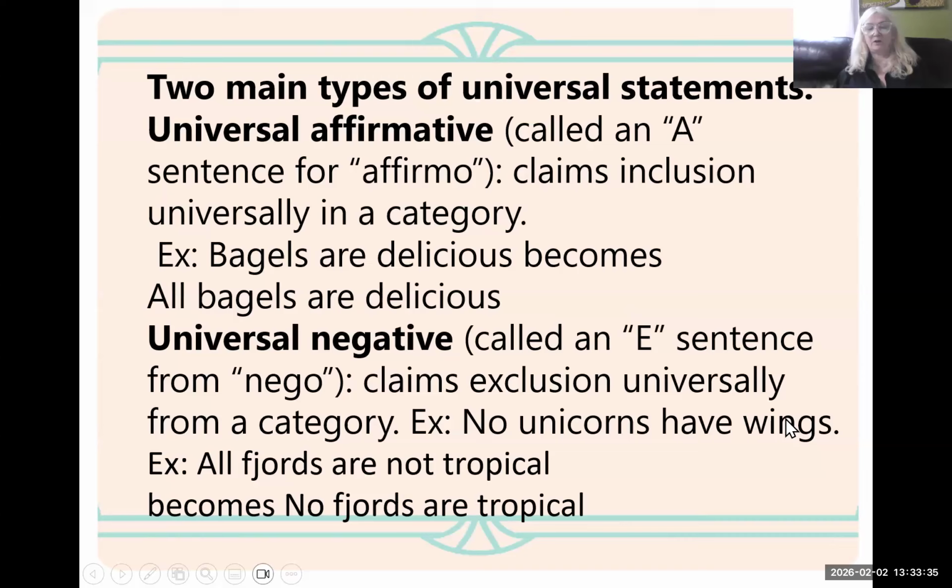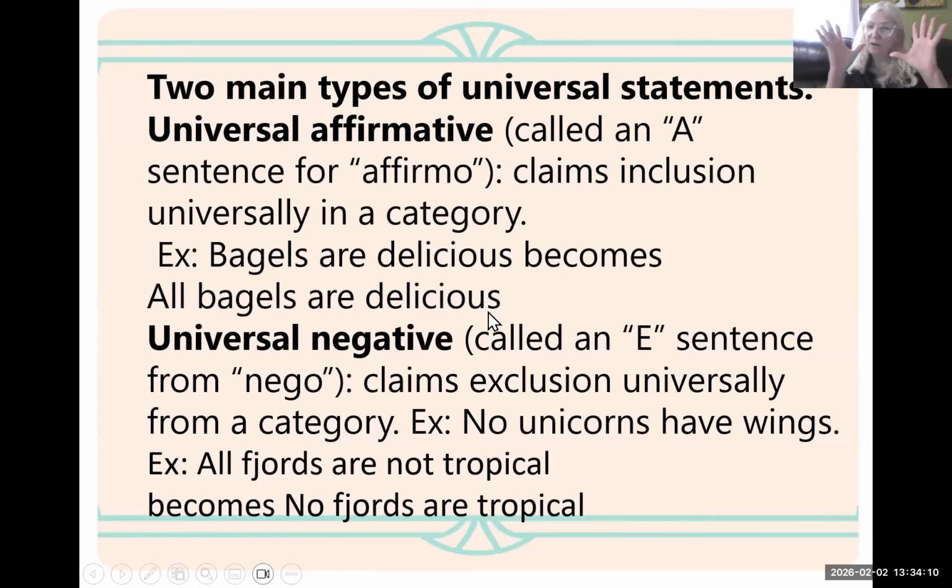The two main types of universal sentences are universal affirmatives, which we call A sentences, from the word affirmo with the A. We'll also use the I for I sentences, which are particular affirmatives. So a universal affirmative claims inclusion universally in a category. So bagels are delicious. When we standardize it into standard categorical form, we standardize that into all bagels are delicious.